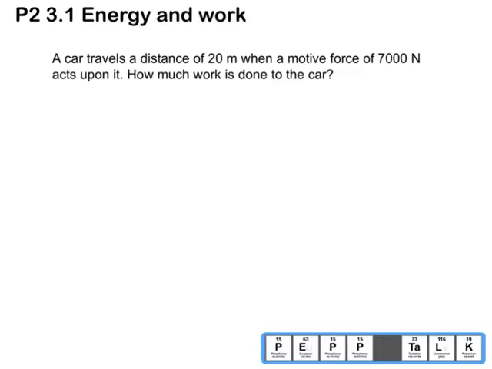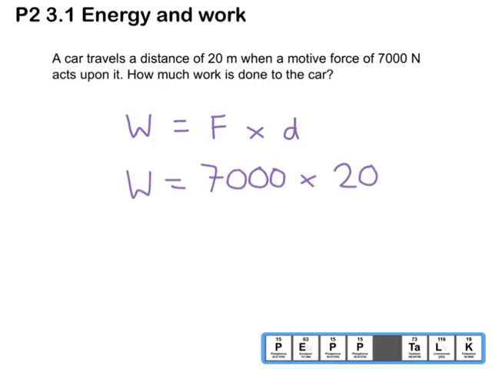So hopefully you've done your workings out now. And so our question was, we've got a distance of 20 meters and force applied of 7,000 newtons. How much work is done to the car? Well, let's have a little look. Of course, the first thing I've done is I've written out the equation I'm going to use. W equals F multiplied by D. Then I've substituted my values in. So I've got 7,000 multiplied by 20 there. So of course that's given me the amount of work done is 140,000 joules. And of course that's the same as the amount of energy that's been transferred.